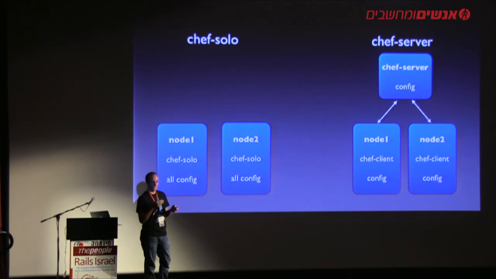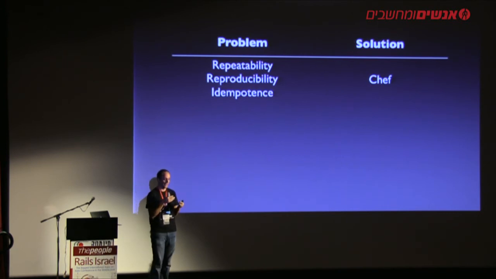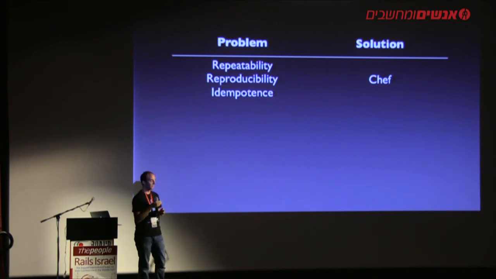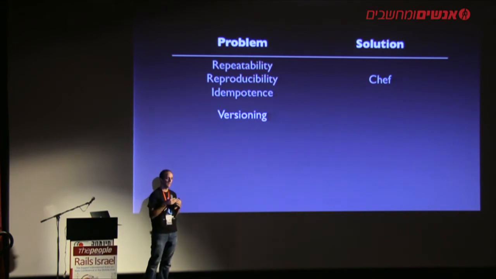So if we were to break this down into problems, the first problem we had, you know, the reproducibility and the idempotence and repeatability, all that kind of stuff. So Chef has that covered. That's not really the whole story. There are always more problems. And the first problem that people really tend to ignore when they get into Chef is versioning.